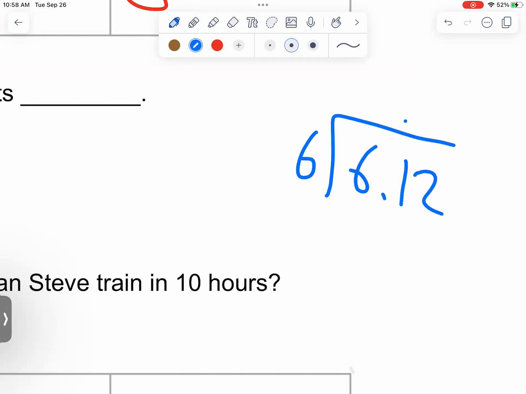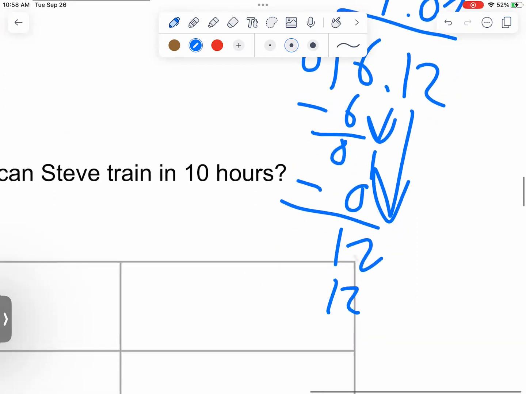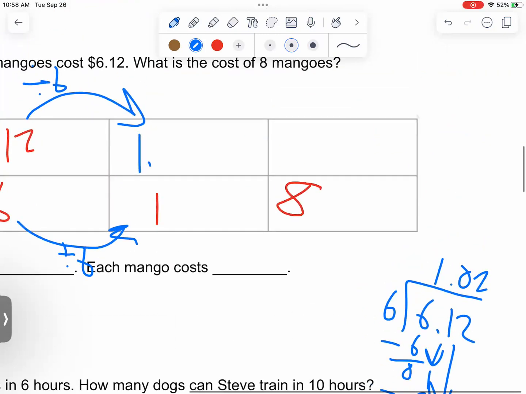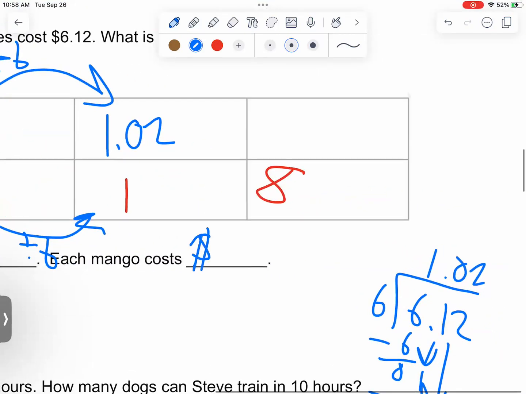So bring our decimal straight up. 6 times 1 is 6. Bring down our 1. 6 is not going to 1. We can't just skip it though. 6 times 0 is 0. Bring down our 1. And then 6 times 2 is 12. So $1.02 per mango. All right. Each mango, notice down here, I put each mango costs $1.02. So that's the unit rate.